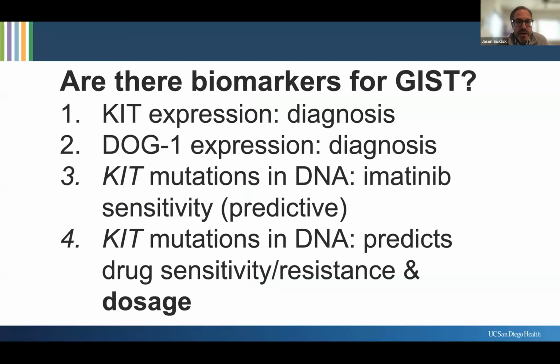So now we add on a new biomarker. We add on the biomarker that KIT mutations in the DNA can predict sensitivity and resistance as well as dosage.